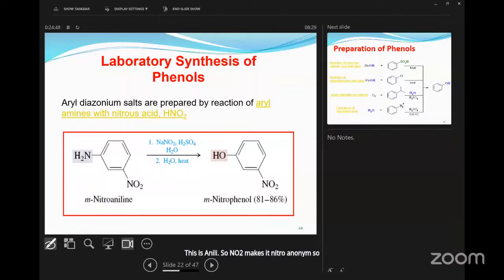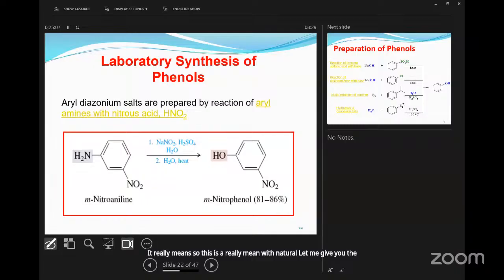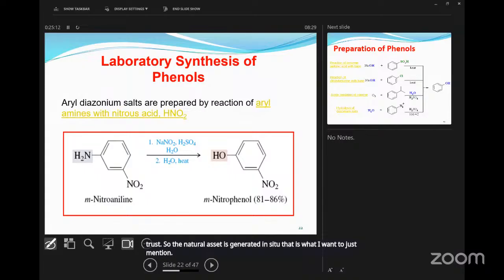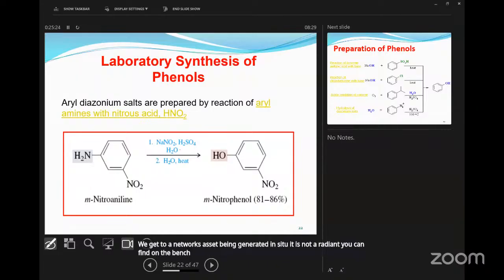When you react sodium nitrite and sulfuric acid, that will give you nitrous acid, which reacts with the aryl amine, here with a nitro group. So the nitrous acid is generated in situ. That's what I want to just mention. The nitrous acid is generated in situ using sodium nitrite and sulfuric acid. It is not a reagent you can find on the bench, so you generate it in the reaction vessel.